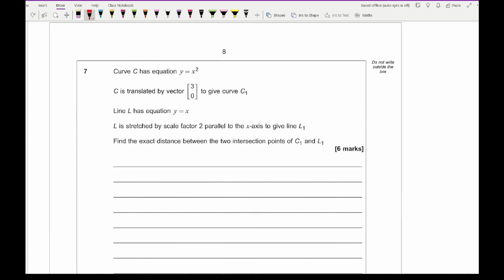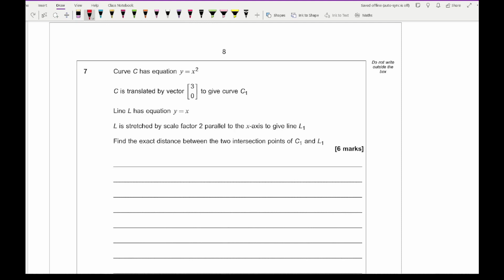Moving on to question 7, it says that the curve C has the equation y equals x squared. C is translated by the vector 3, 0 to give C1. The line L has the equation y equals x. L is stretched by a scale factor of 2 parallel to the x-axis to give L1. Find the exact distance between the two intersection points of C1 and L1.